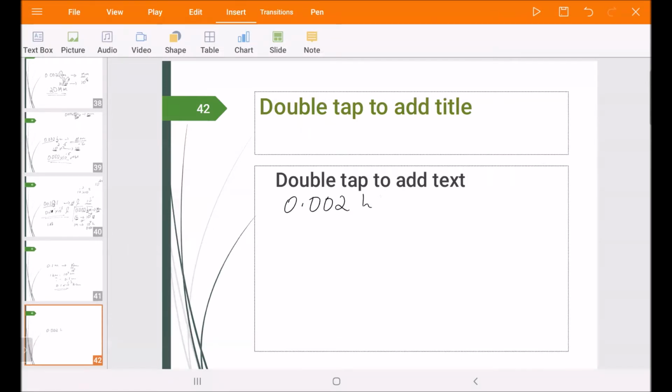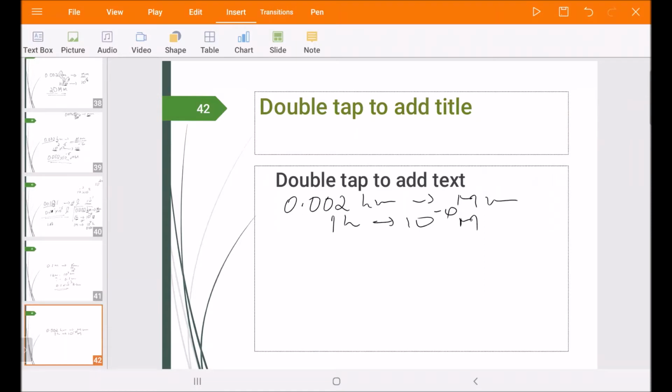0.02 hectometer. Hectometer is 10 to the power of minus 4 megameter, right? Because hectometer is meter 10 to the power of 2. Exactly. So, mega is 10 to the power of 6, and hecto is 10 to the power of 2, so I have to multiply it by 10 to the power of minus 4.